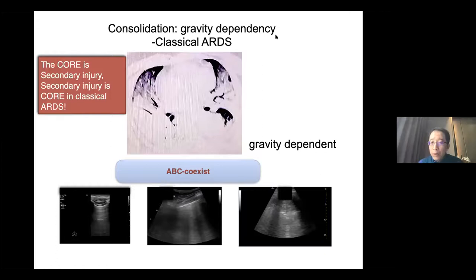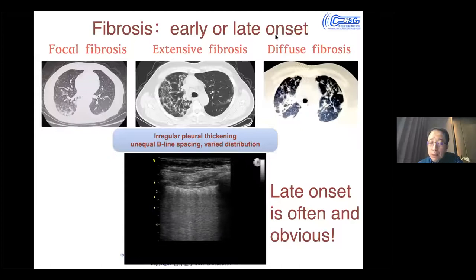The last one I will tell everyone is fibrosis. Maybe it's early or later onset. The CT scan tells us it's a focal fibrosis and then extensive fibrosis. Some patients have diffuse fibrosis. The lung ultrasound tells us it's irregular pleural thickening and unequal B-line spacing and varied distribution. But I emphasize that fibrosis onsets in the whole process of COVID-19 patients' lung injury, but late onset is often obvious, especially the fibrosis.